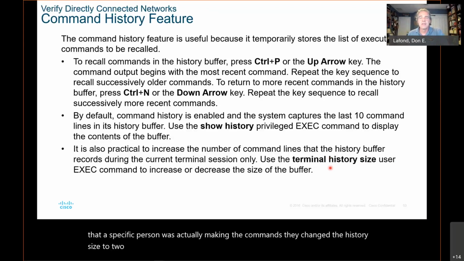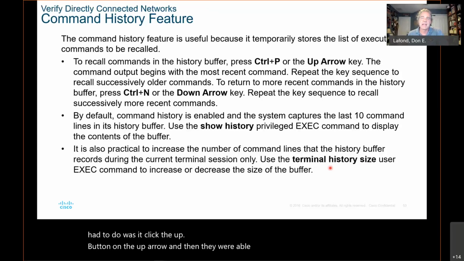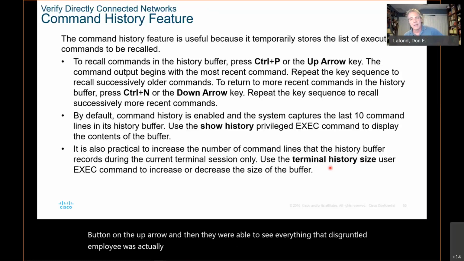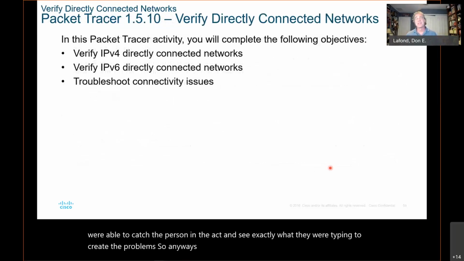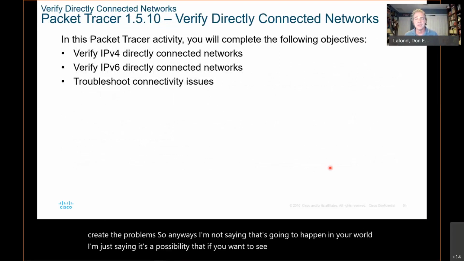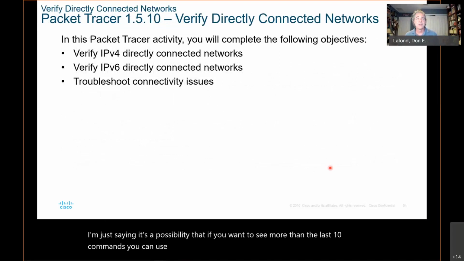Once they changed the terminal history, all they had to do was press the up arrow, and they were able to see everything that disgruntled employee had typed in the CLI, the command line. So they were able to catch the person in the act and see exactly what they were typing to create the problems. I'm not saying that's going to happen in your world. I'm just saying it's a possibility that if you want to see more than the last 10 commands, you can use that command to do so.